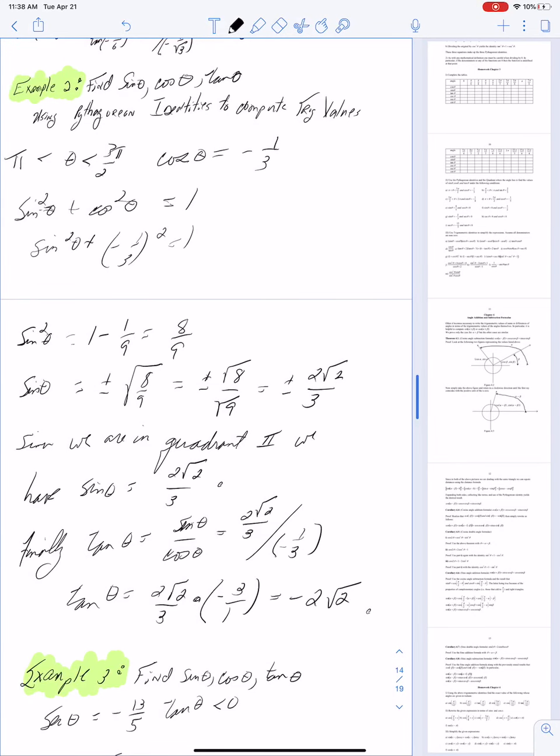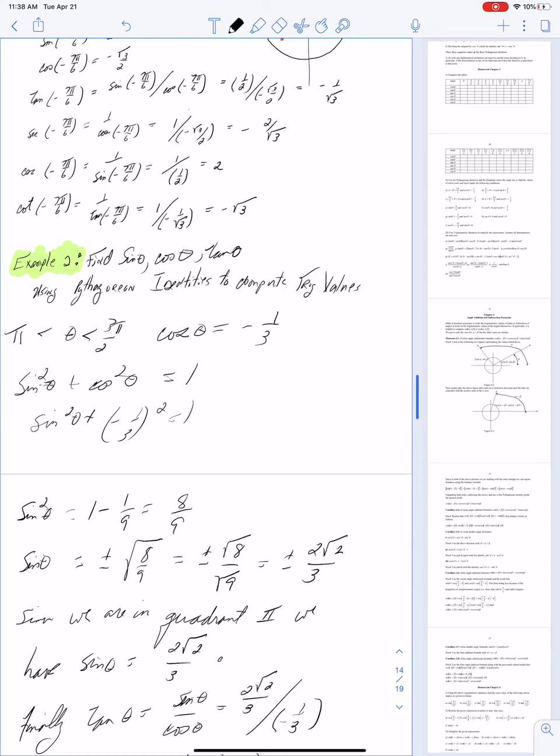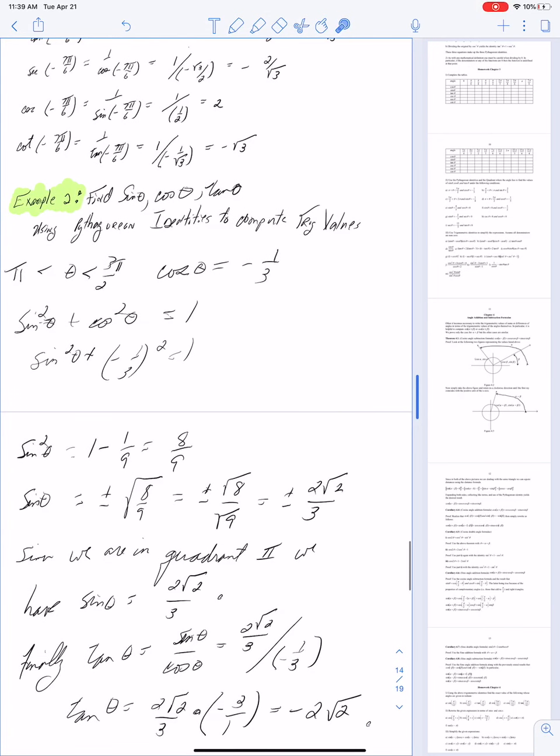Picking up where we left off last time, here's an example of something that's similar to the homework as well. We're going to find sine theta, cosine theta, and tangent theta using the Pythagorean identities, given a little information, all right? So here's the first problem, example 2. Suppose theta is greater than pi, but less than 3 pi over 2.